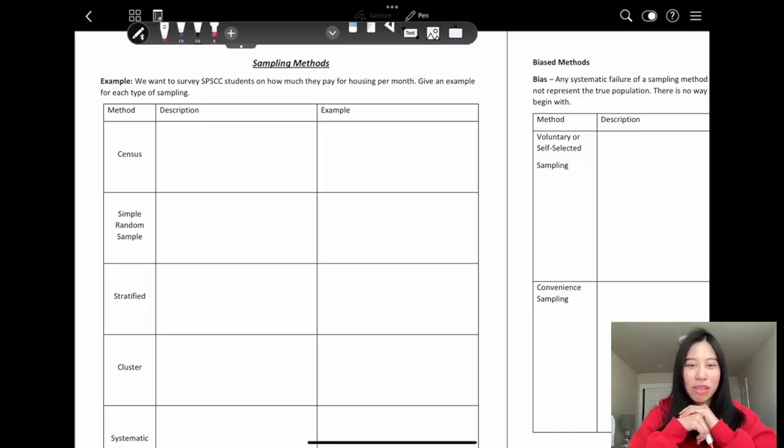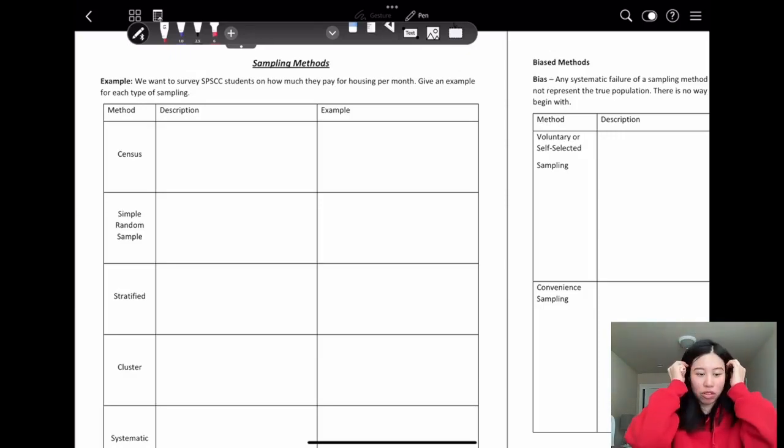Today we're going to talk about sampling methods. When we talk about experiments, we always mention sampling because it's unrealistic to get the population data. So how can we get the sample data? Today we'll talk about it. For example, if we want to survey SPSCC students on how much they pay for their housing per month.